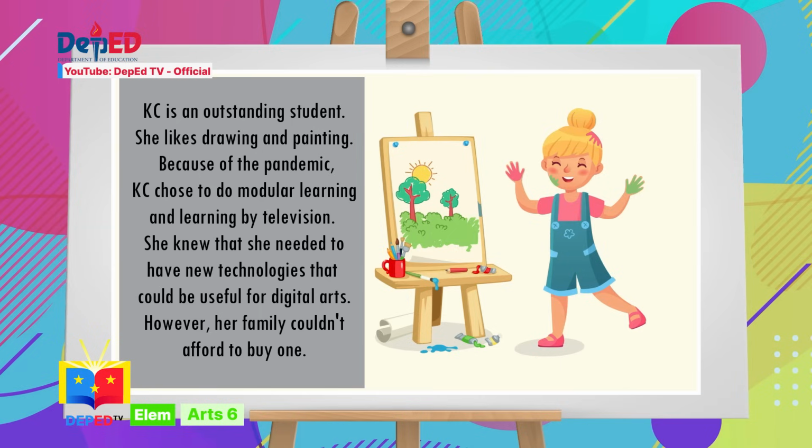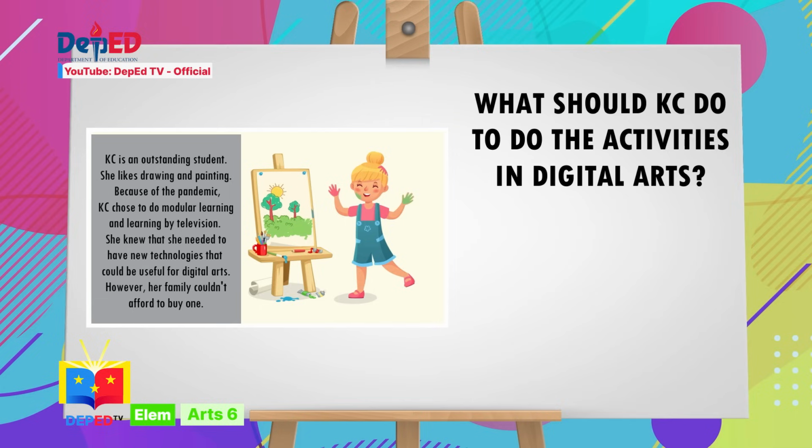Because of the pandemic, Casey chose to do modular learning and learning by television. She knew that she needed to have new technologies that could be useful for digital arts. However, her family couldn't afford to buy one. What should Casey do to do the activities in digital arts?